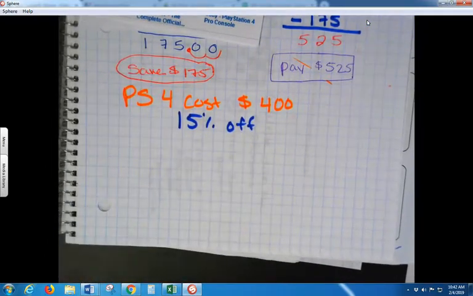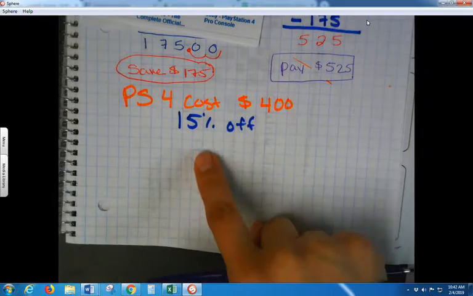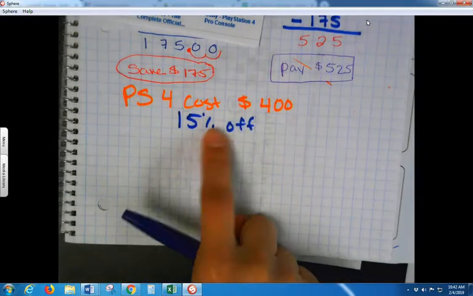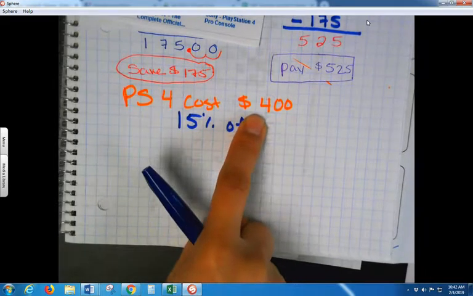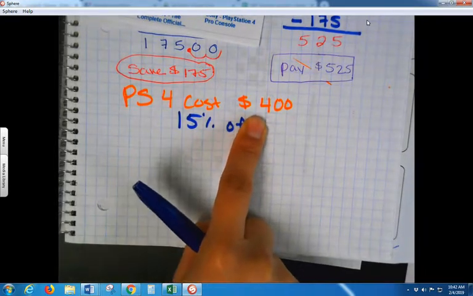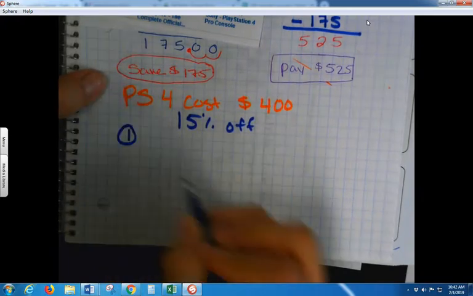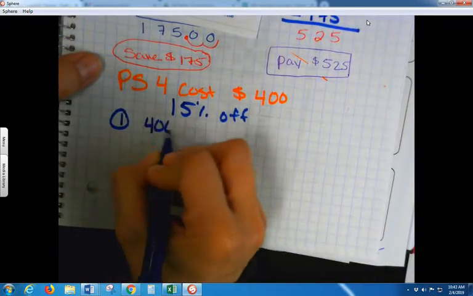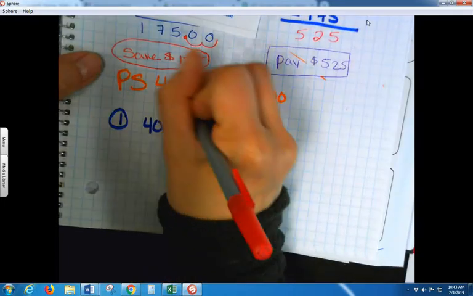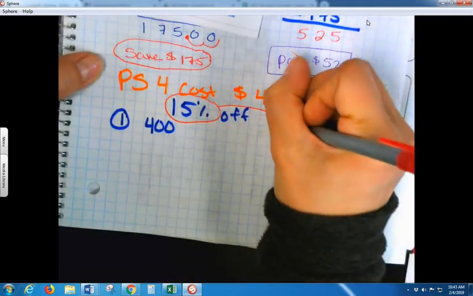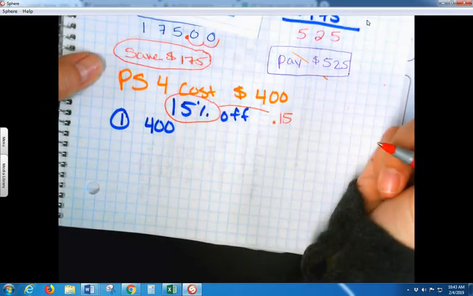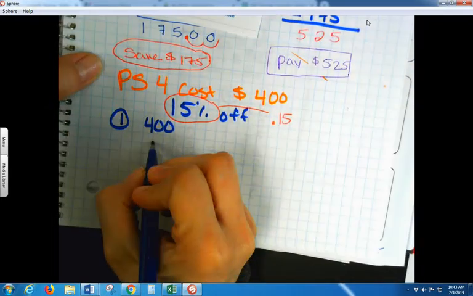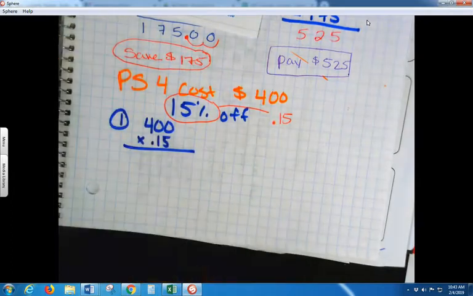Cool. Does that mean I'm going to save $15? No. No, because this percent doesn't mean $15. It's a percent of this. It's a fraction of this. So, guess what's your first step? Multiply. What am I going to multiply? 400 times 0.15. Good. So 15% is really 0.15. Get a head start.